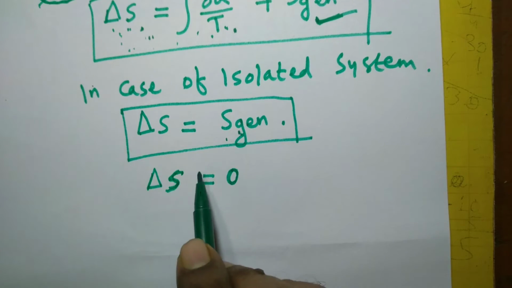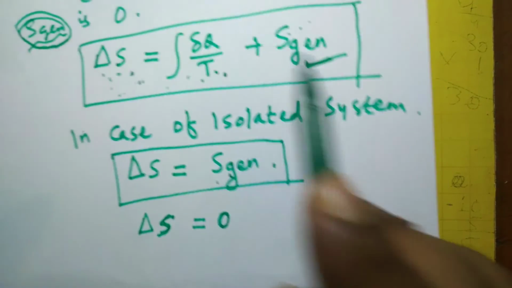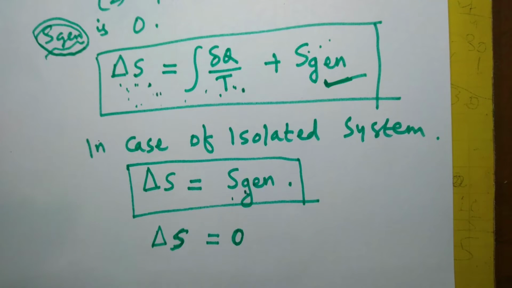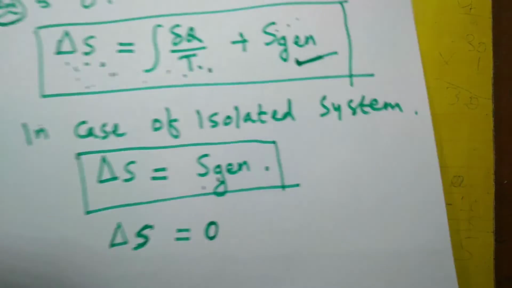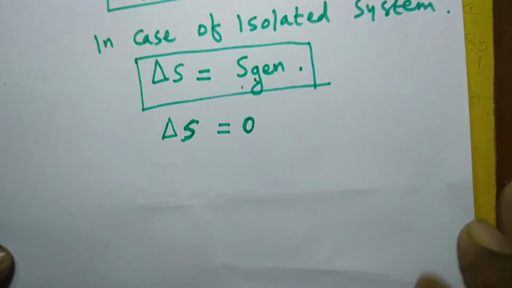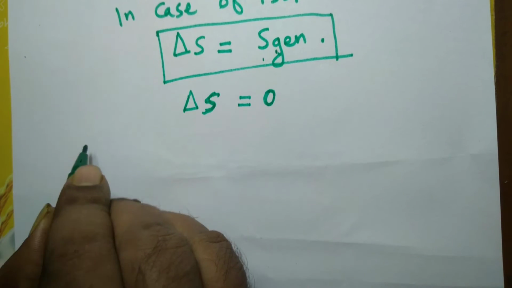So adiabatic होने से ही isolated हो सकता है ना. So if a process is closed and adiabatic, meaning that it is isolated with no heat interaction, then only the process can be considered to be adiabatic. So this is the equation. But what is the entropy change? It will be the general equation.